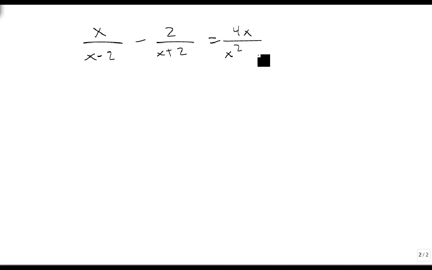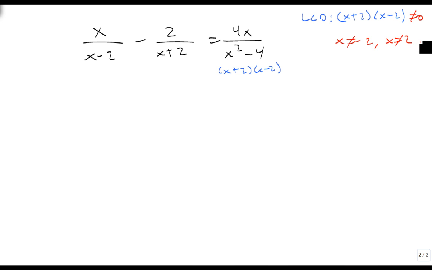Now, I want to show another example: x over x minus 2 minus 2 over x plus 2 equals 4x over x squared minus 4. And so we start by factoring. This gives us x plus 2, x minus 2. So our LCD is x plus 2 times x minus 2. When we set that not equal to 0, this means x can't be negative 2 and x can't be 2.